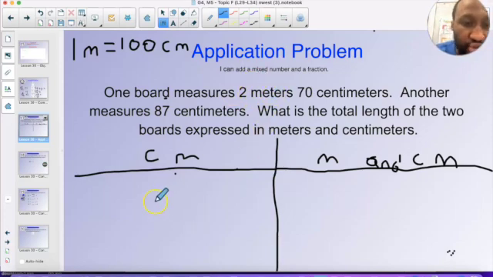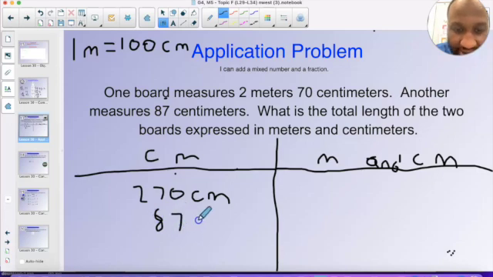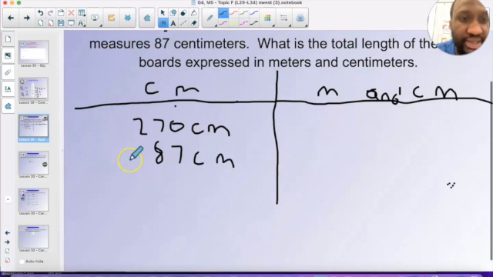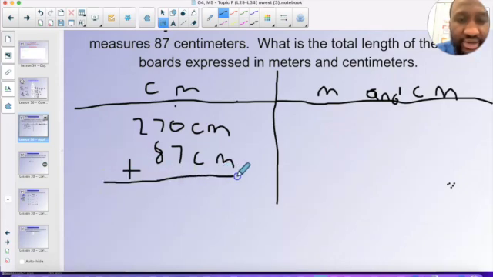So altogether, it would be 270 centimeters. And then I'm going to add, since this is already in centimeters, 87 centimeters to it. So I'm going to add 87 to that. And then I'll add it together. So they're both in centimeters right now. So I'm going to put my addition sign underneath. And we're going to add it all together. So we know it's going to be in centimeters because it's centimeters.